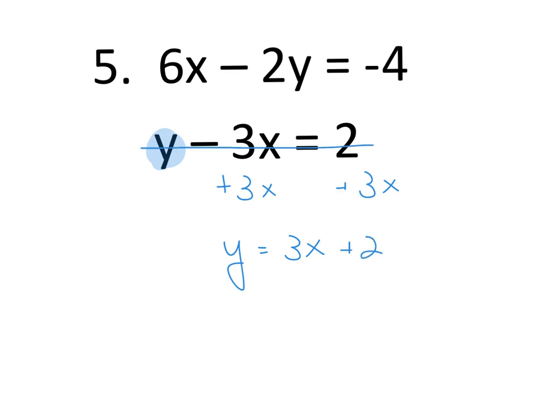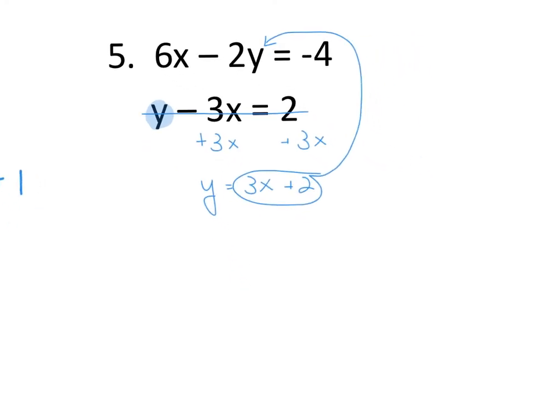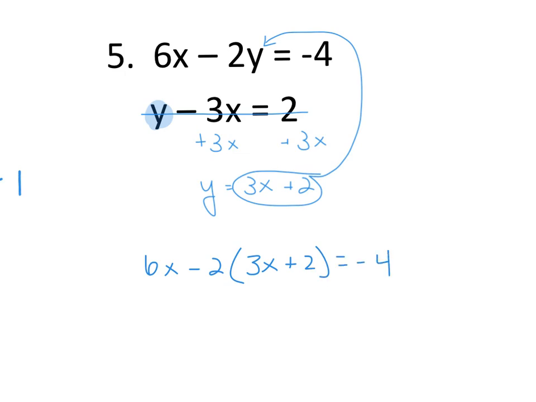Now this guy is out, and we're going to plug him in for the y. So I get 6x minus 2, take y out, and put 3x plus 2 in its place, equals -4. Now I'm going to distribute the -2 through. So 6x minus 6x plus, oops, that's not right. How about -4 equals -4. Now I'm going to combine like terms. When I put these together, those are actually going to cancel out. So I have -4 equals -4.